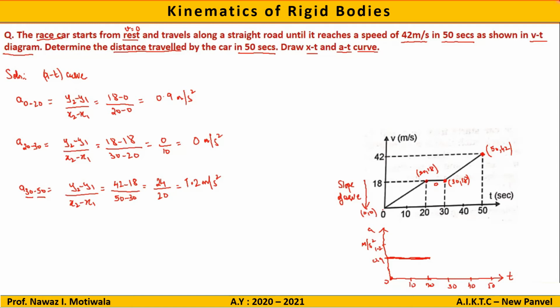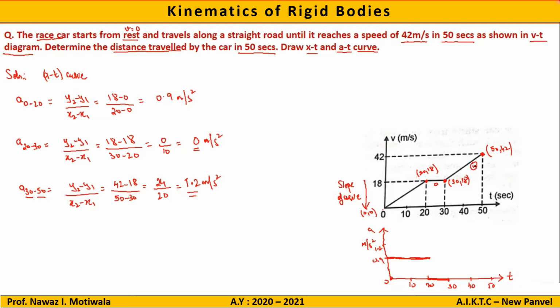Now here in the vt diagram already the degree of the line is 0, that means acceleration is 0, which we have also got from the calculation. So between 20 to 30 acceleration was 0, so I will make a line here. Between 20 to 30 acceleration is 0. For the third part acceleration is 1.2 and the degree of the curve here is a single degree curve.